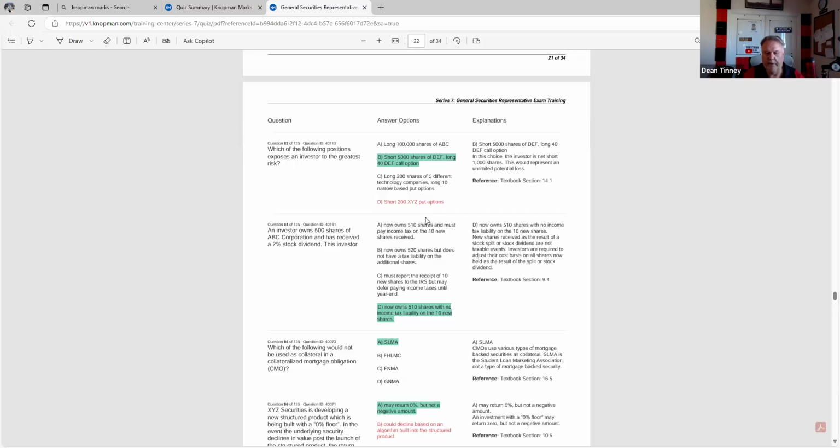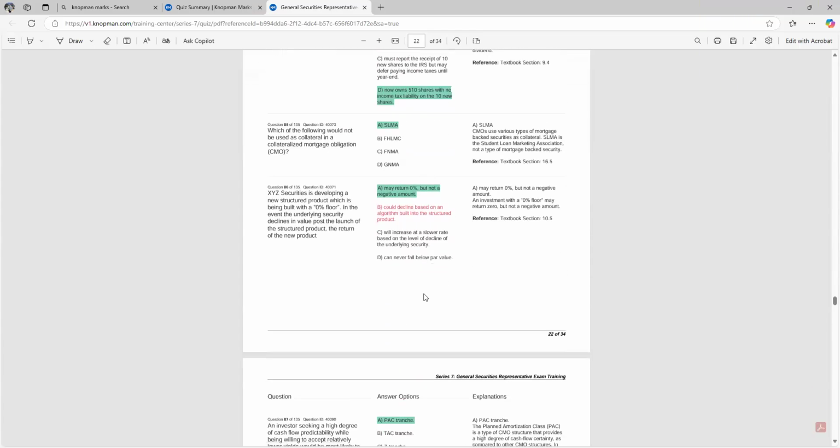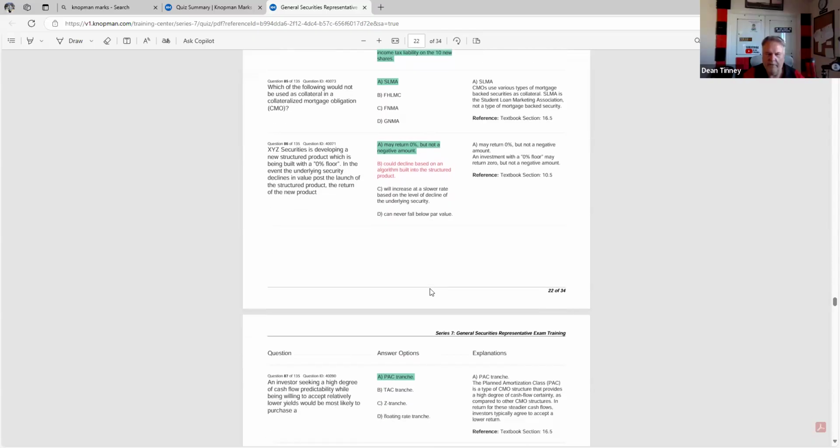Yeah, we talked about this one, right? The put is to zero, but here you only have protection on 100 shares of the 1,000, so that's why it's B. Oh, okay. Yeah, that was a tough one. But could decline based on the algorithm build. Yeah, who cares?